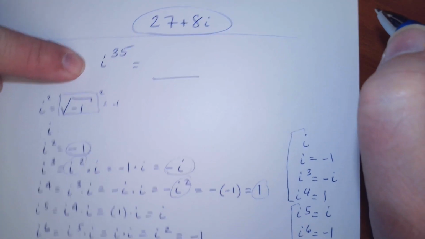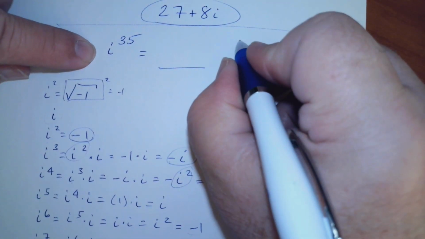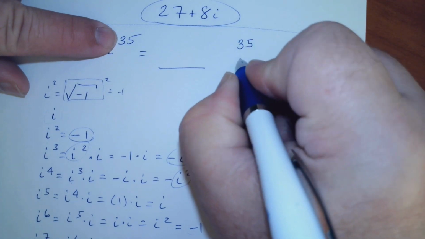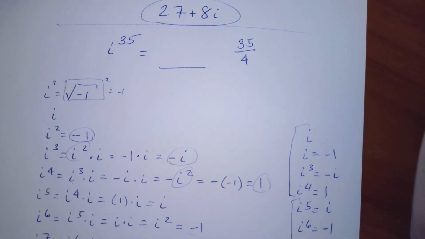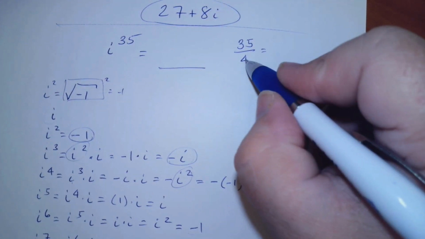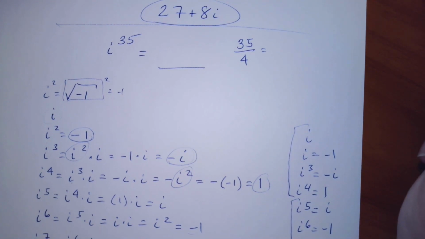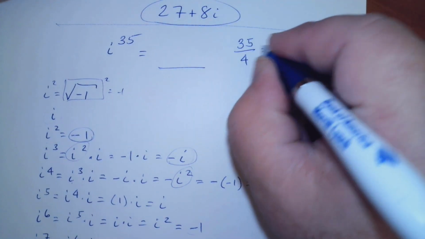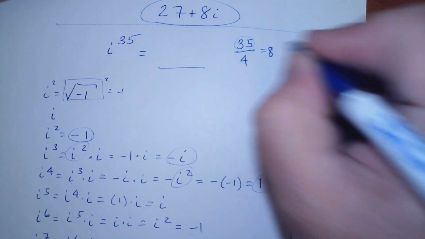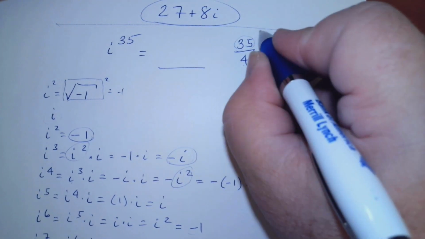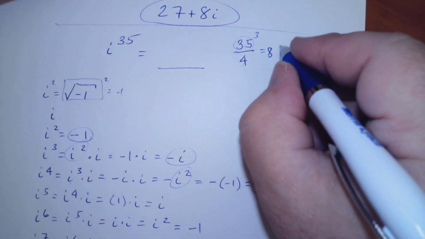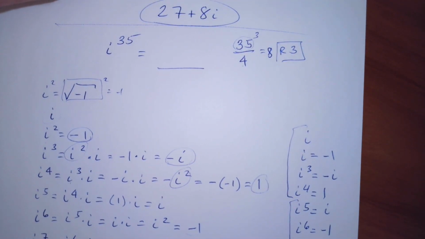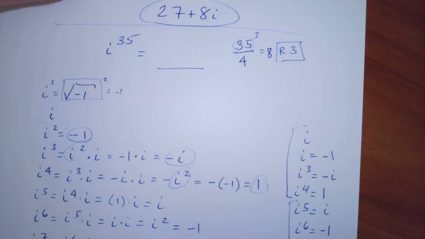So to solve this one, we take the exponent and divide it by 4. We're looking for the remainder. So how many times does 4 go into 35? We know 4 times 8 is 32, so that means there's 3 left over. Remainder 3. This is what we want. The remainder tells us what we're going to have. Remember our pattern here.